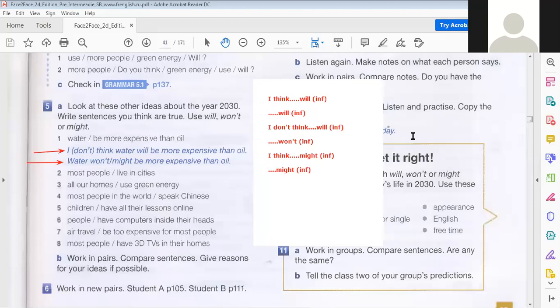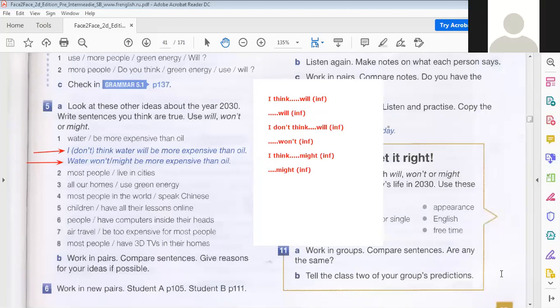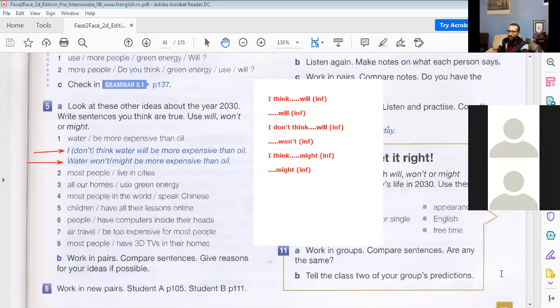What about number 3? Who has any ideas or opinions about number 3? About green energy. What do you think? Let's see. Samiha, what do you think here about green energy? All our homes. I don't think most or all our homes would use green energy. What about green tea? Do you think we'll drink green tea? Because I drink a green tea now.